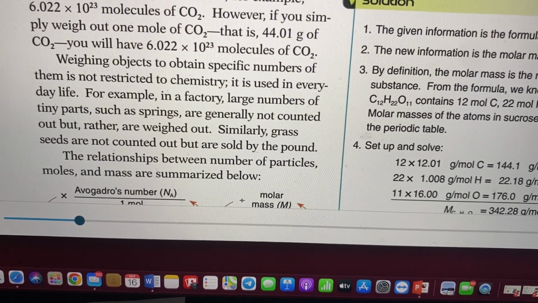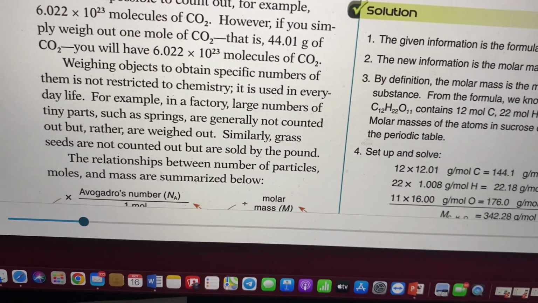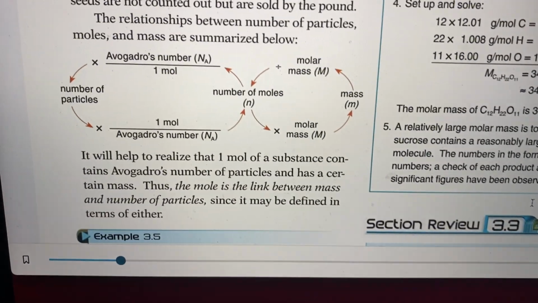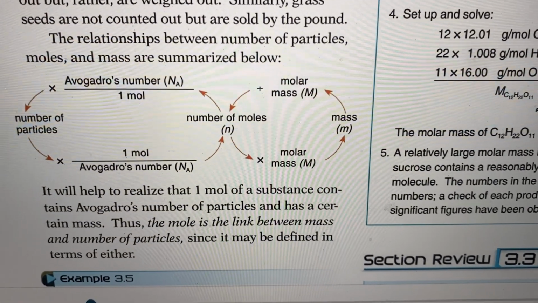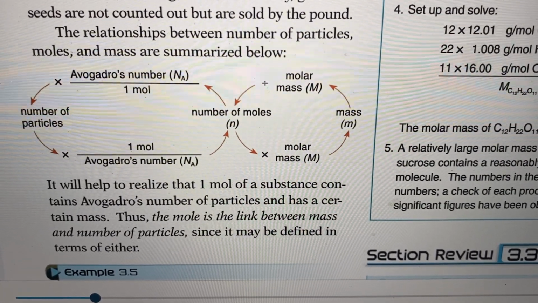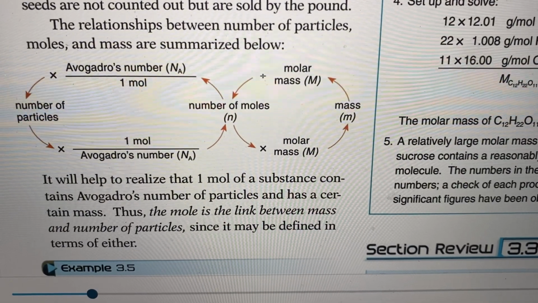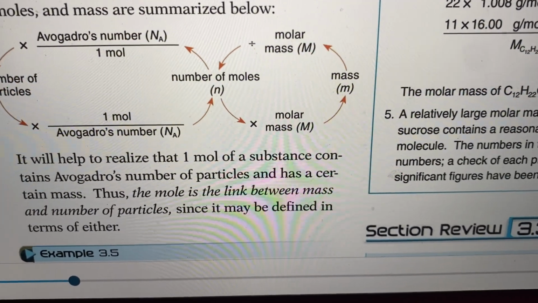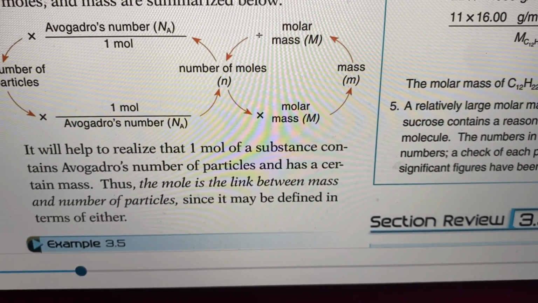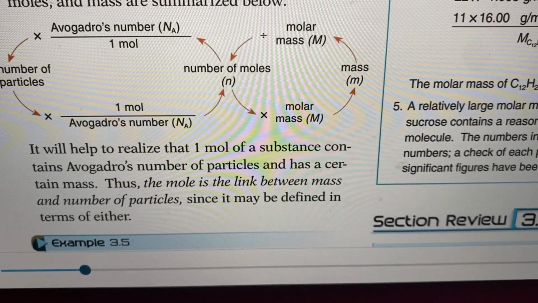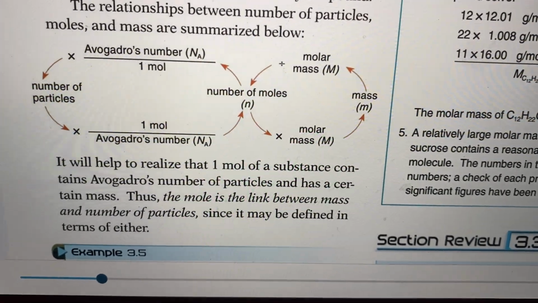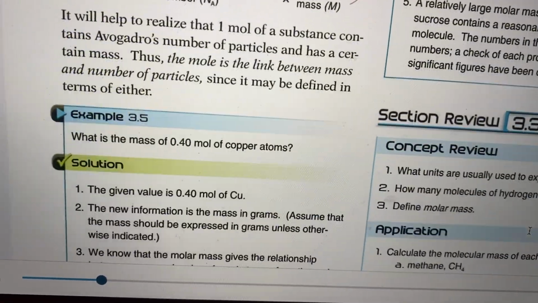The relationship between the numbers of particles and moles is summarized below. They show you how they figure this out. Right here, there's Avogadro's number and how it comes into mass number. It will help to realize that 1 mole of a substance contains Avogadro's number of particles and has a certain mass. Thus, a mole is the link between mass number and particles that we can weigh out to find exactly how much we have of that element. When we can't get down to the tiny atoms and weigh them, we can use this big number to weigh them. It's pretty handy.